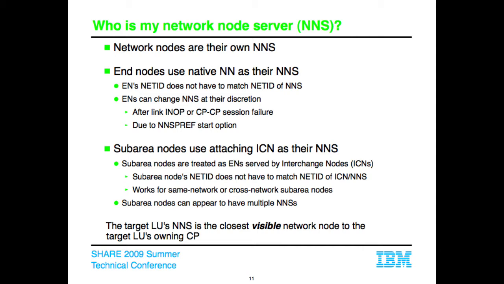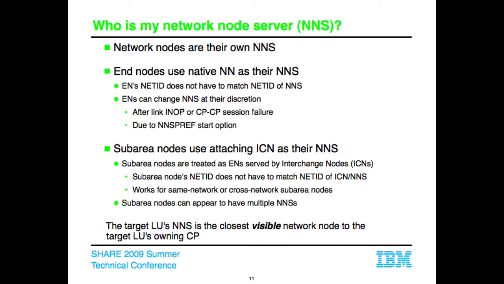node. I point that out because end nodes do not really have to use the same net ID as their network node server. End nodes can have any net ID they want, and they can still get network node server functions from a network node. The end node can change its network node server at its discretion. If it decides that its preferred network node server is now active, it can drop CPC sessions to one, and start them to its preferred server. If it loses a link to its current network node server, it can pick a different network node server and start CPC sessions with it.